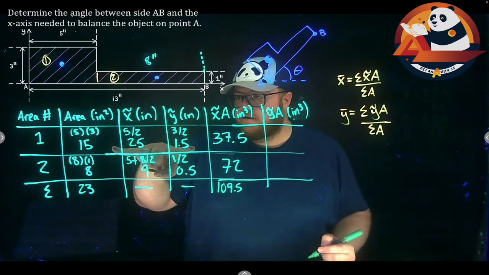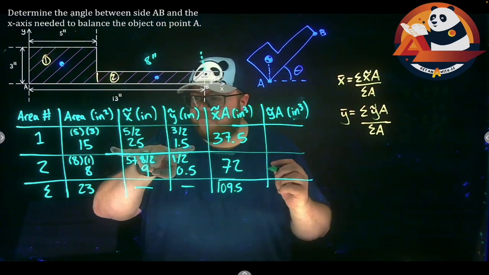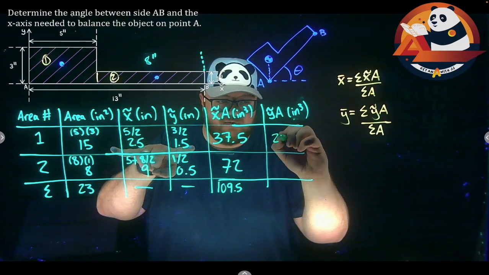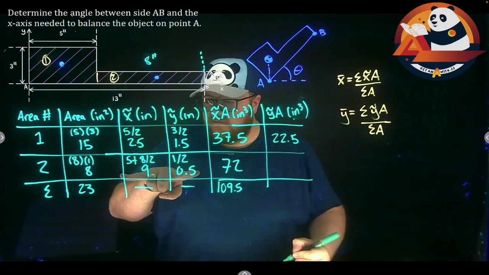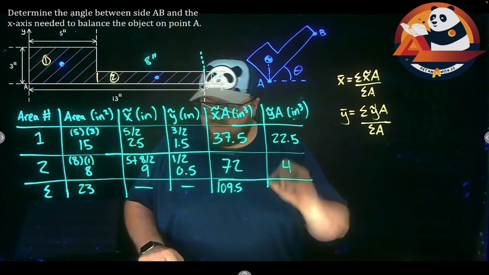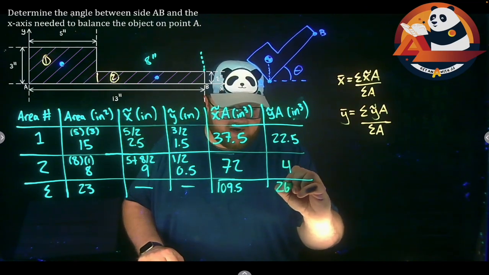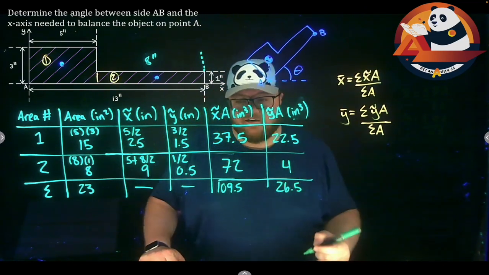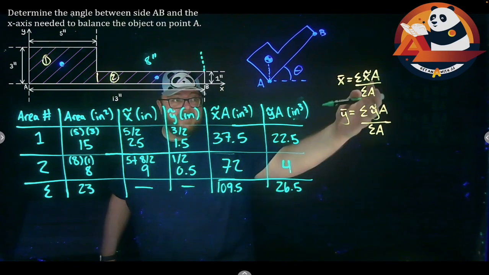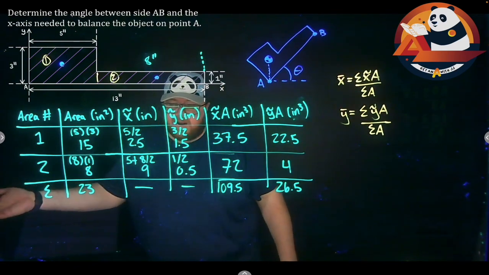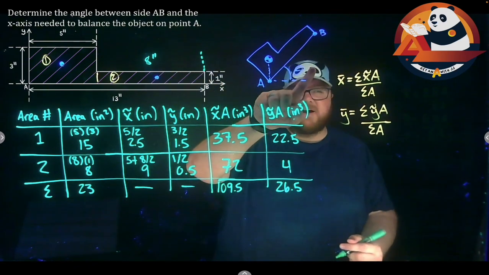What's my y tilde times my area? 1.5 times 15 is 22.5. 0.5 times 8 is 4. Adding those up, I get 26.5 cubic inches. And that gets me enough. I can find my x bar and y bar. Let's go ahead and find those. Then we'll talk through how to use them in here.